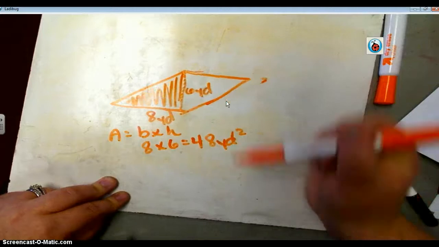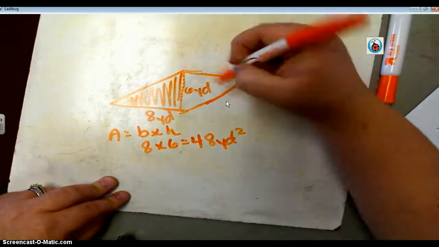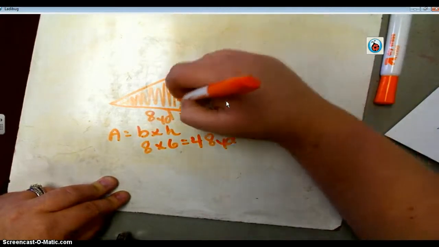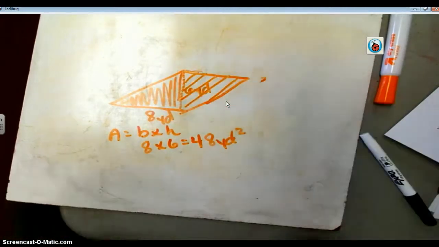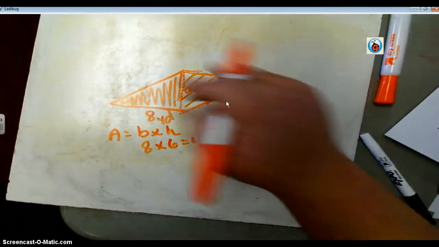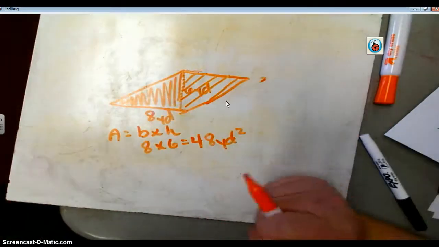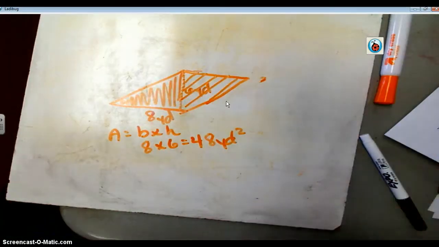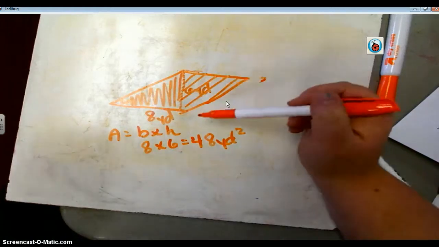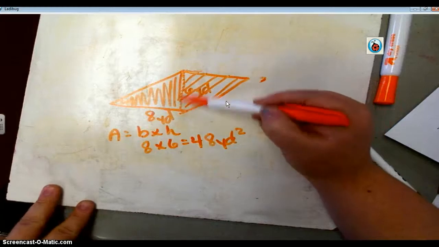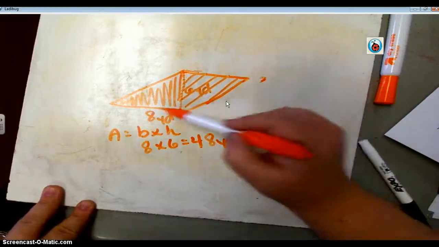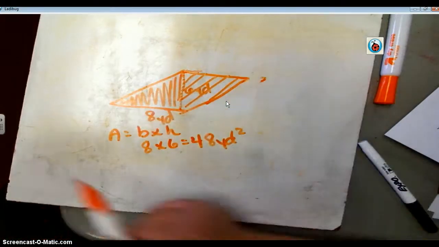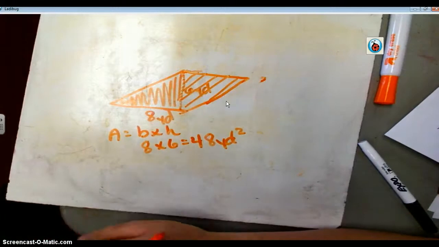Okay? When I look at this shape, I see a triangle here, and I see a triangle here, right? Okay? If I was the perfect artist, those triangles would be congruent. Okay? They would be the same size, the same shape. So if I want to find the area of this triangle based on the whole figure, how could I do that?